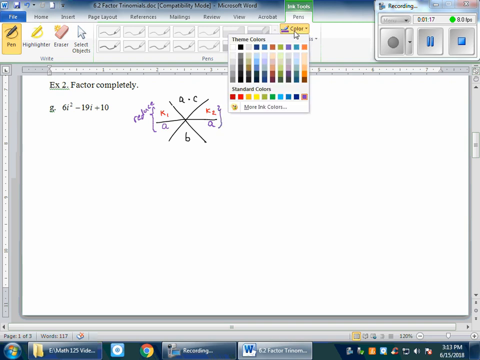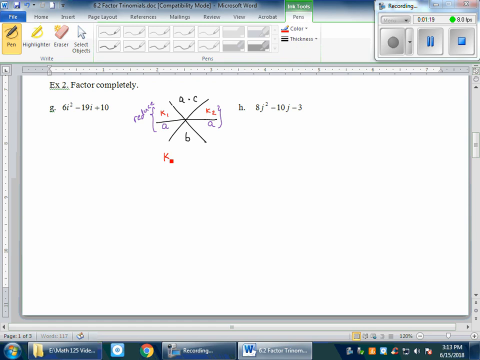So once again, you're looking for two numbers, k sub 1 and k sub 2. When you multiply k sub 1 times k sub 2, that will be equal to a times c. And when you add up k sub 1 plus k sub 2, that will be equal to b. So let's try this first example.